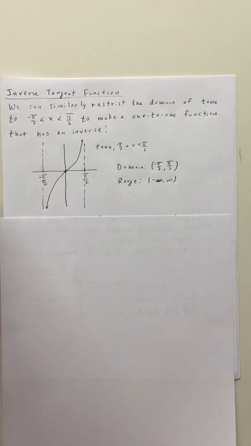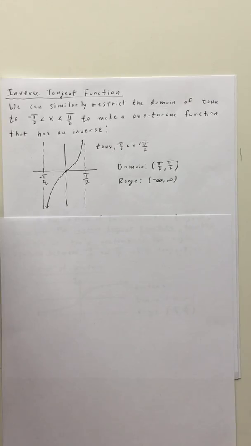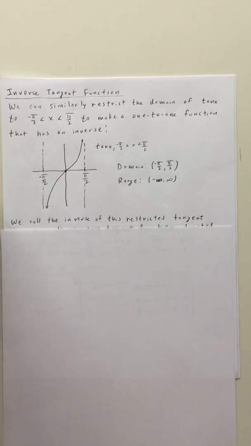And here's what that restricted function looks like. And you see that minus pi over 2 and pi over 2 are both vertical asymptotes of the function. The tangent of pi over 2 or the tangent of minus pi over 2 is not defined. So the domain is the open interval from minus pi over 2 to pi over 2 because it can't actually take the value of pi over 2 or minus pi over 2. And the range is minus infinity to infinity, right? We hit all the possible y values.